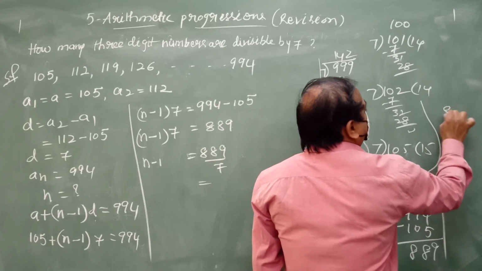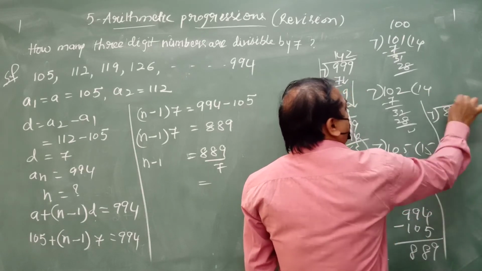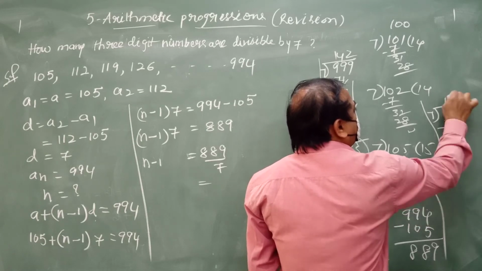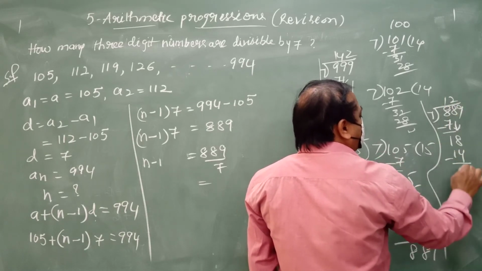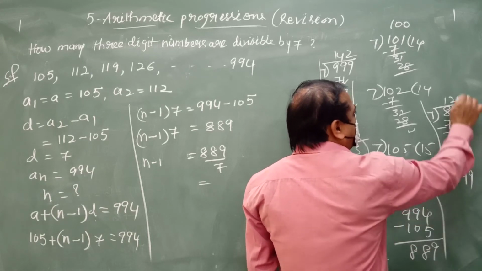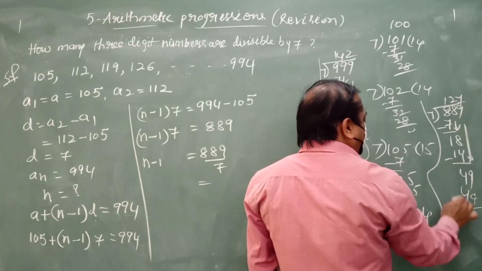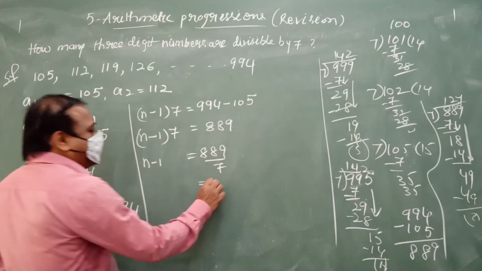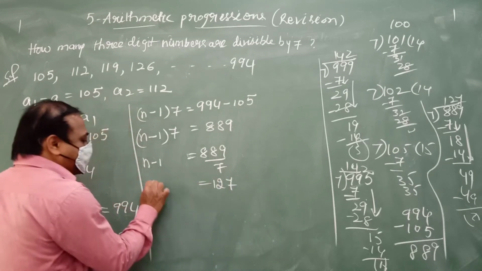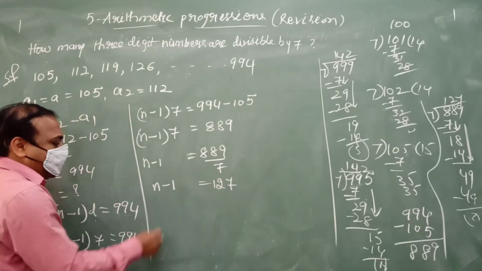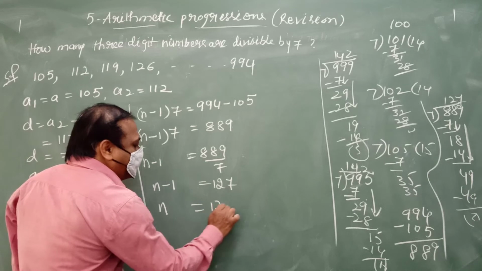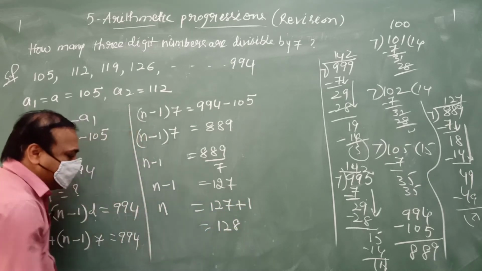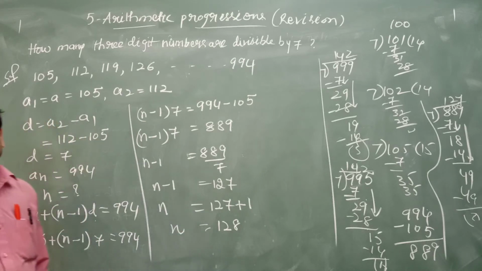So 889 with 7. 7 1 is 7. 1, bring down 8. 7 2 is 14. 4, bring down 9. 7 7 is 49. So what is the answer we got? 127. This is n minus 1 is equal to 127. Then n is equal to 127 plus 1, which is equal to 128. n is equal to 128.